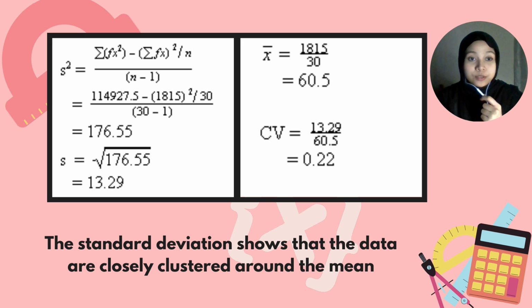So to conclude, I calculated the coefficient of variation, where I divided the standard deviation by the mean of the data and got 0.22. This is just to see where the standard deviation is located. And the conclusion is the standard deviation shows that the data are closely clustered around the mean. So that's all for my part. Now I'll pass to the next presenter, Nureen.